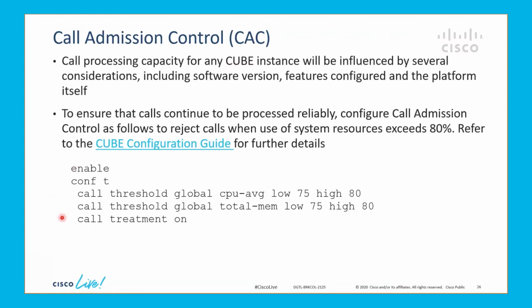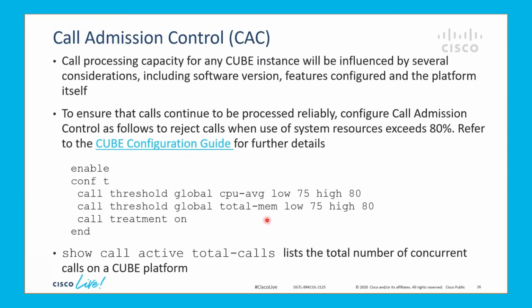What this means is that when you have this configured, at any given time, if the CPU utilization hits 80% or the memory utilization hits 80%, you will stop processing newer calls until those resource thresholds come down to the low threshold mark, which in this CLI that we are showing is 75. If you want to take a look at the active number of total calls on the box, you can use the show call active total calls CLI to get the concurrent number of calls happening on the box at any given instant.